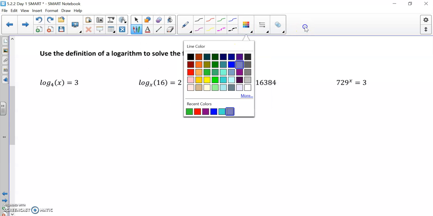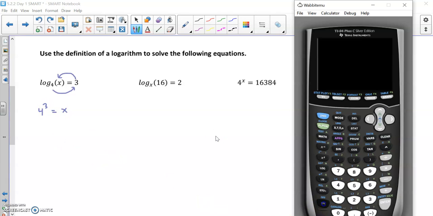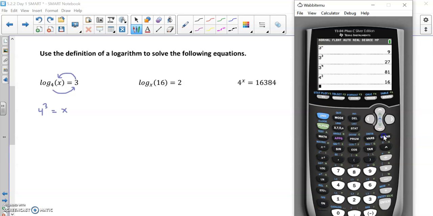Go with this. All right, so it's always helpful to rewrite these in the opposite form when you're trying to solve stuff. When in doubt, when you don't know what to do, just switch forms and it will probably help. So here we'll rewrite this as 4 to the third equals x. See, now it's really easy because you just have to calculate 4 to the third. Now that's something you can easily do in your calculator. You'll just do 4, caret key, 3, and we get an answer of 64.